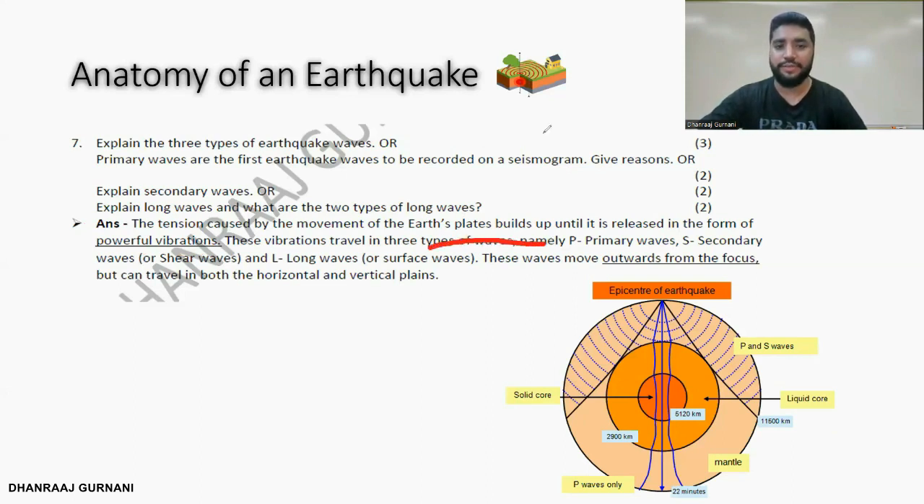Namely P waves, S waves, and L waves, which are long waves. These waves move outwards from the focus and can travel in both the horizontal and vertical planes. As we said, these powerful vibrations come out in three types of waves. Let's see each type of wave in detail.